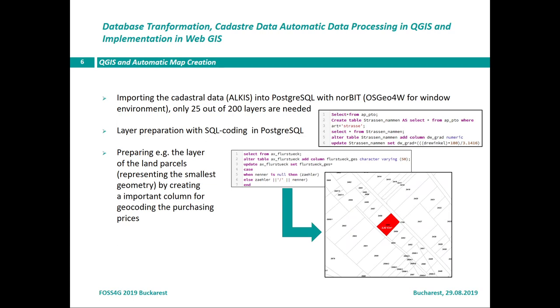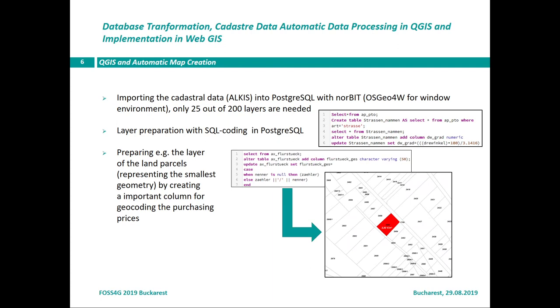We have a sample here. For example, this one. We have the AP_PTO layers, which contain the street name and street geometry. But there is no visible street name. You must derive this information from this layer by really simple, basic SQL code, but very effective, to create the street name. Some expressions are in German, but if you have any questions, I will explain later on.